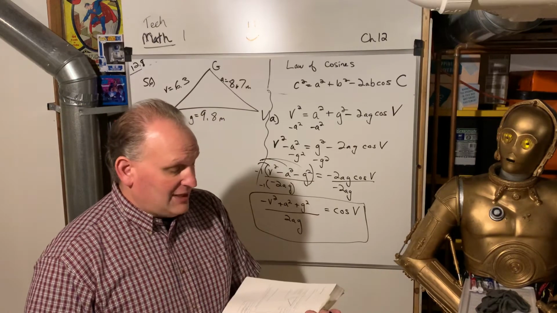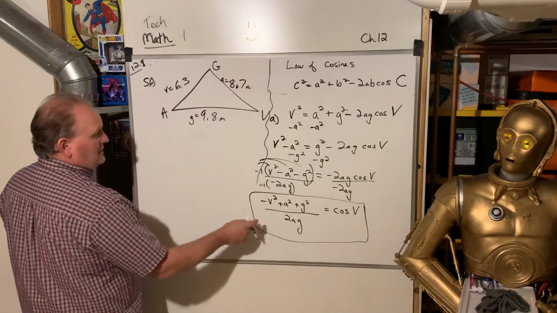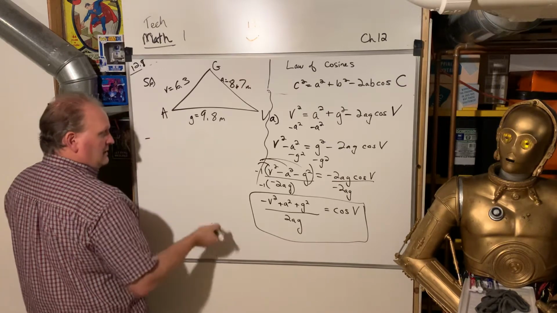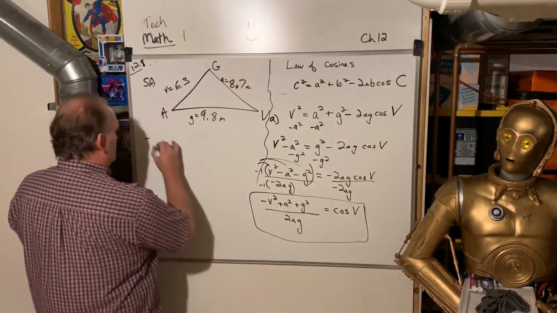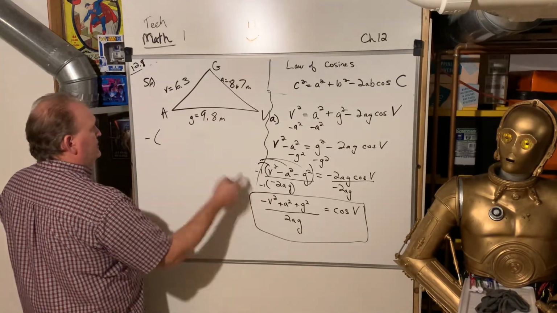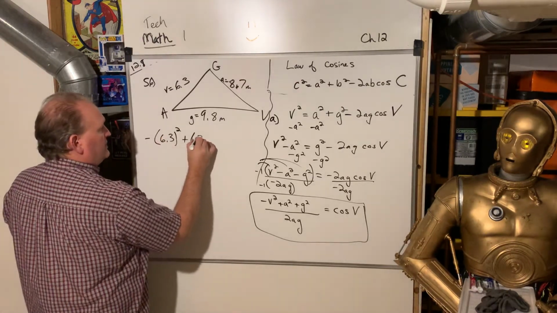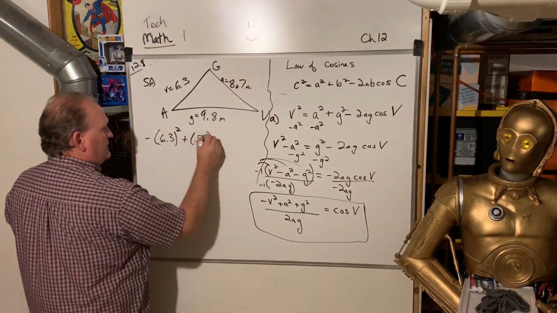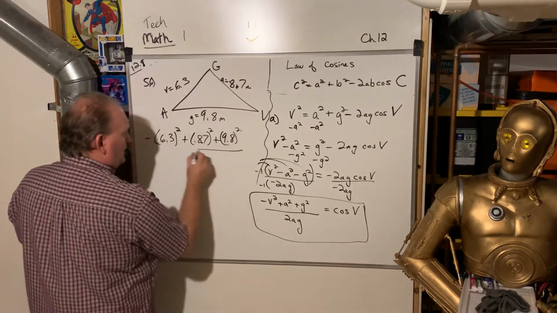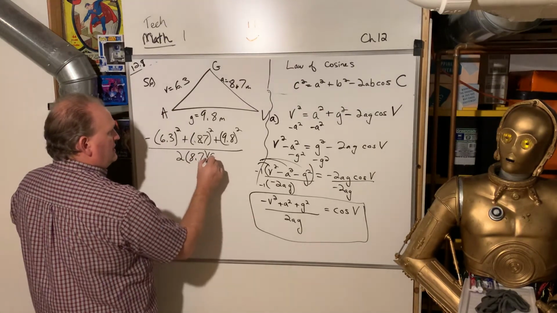And now they want me to actually find the angle. So no problem. So we're going to take all of this information and jam it in here. And we've got it all nice and neat here. So we've got the opposite of V squared. So that's not in parentheses. So it's the opposite of whatever the V squared is. So 6.3 squared plus 8.7 squared plus 9.8 squared all over 2 times 8.7 times 9.8.